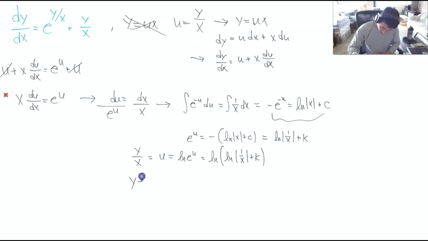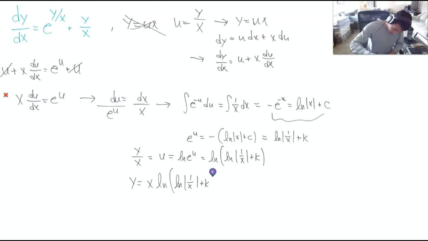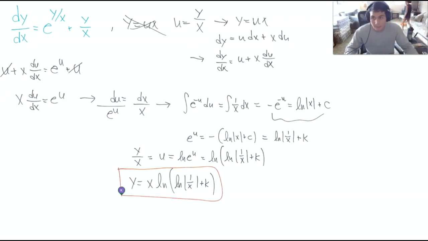Nonetheless, we want y equals x ln of ln of 1 over x plus k. And this is your answer right here. This is the nicest way it can look, in my opinion.